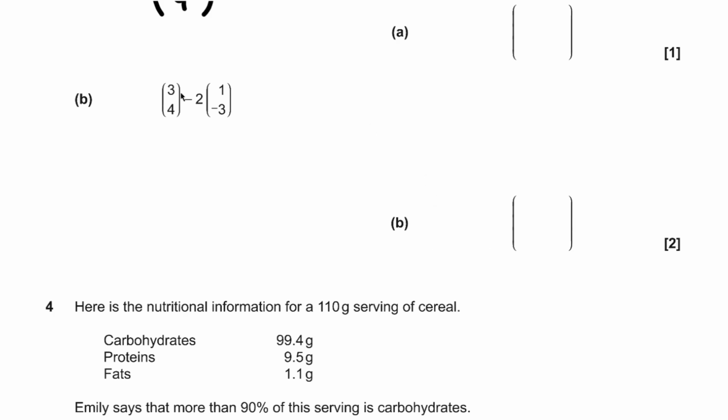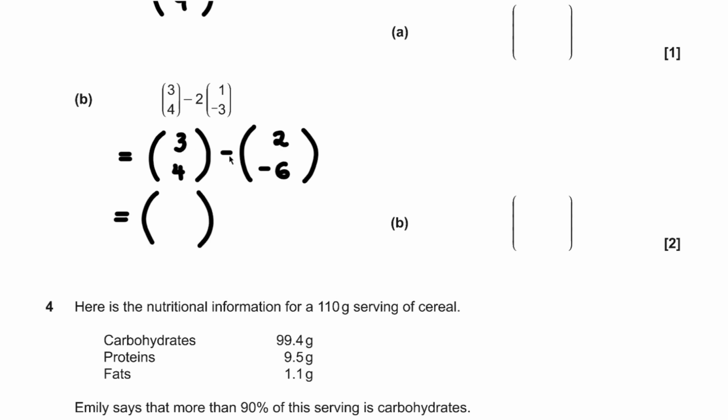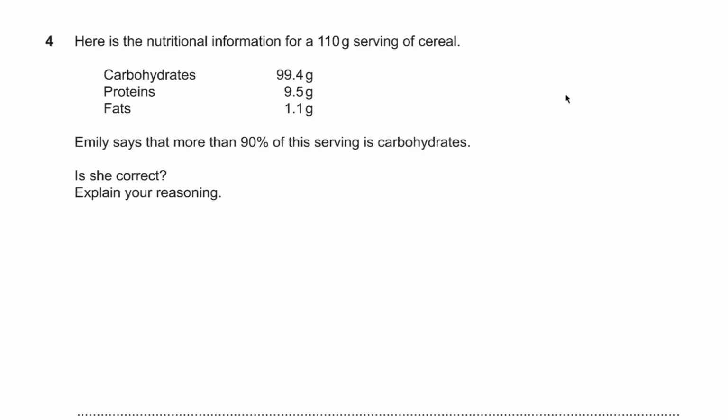Part B, we've got the vector 3, 4 subtract 2 multiplied by the vector 1, negative 3. So if we work this out, we've got the vector 3, 4, and then we subtract from this 2 multiplied by the vector 1, negative 3. 2 times 1 is 2. 2 times negative 3, that's negative 6. So we have 3, 4 subtract 2, negative 6. And if I work out what this is, well, 3 subtract 2, that's 1. 4 subtract negative 6, that's 10. So we end up with the vector 1, 10.